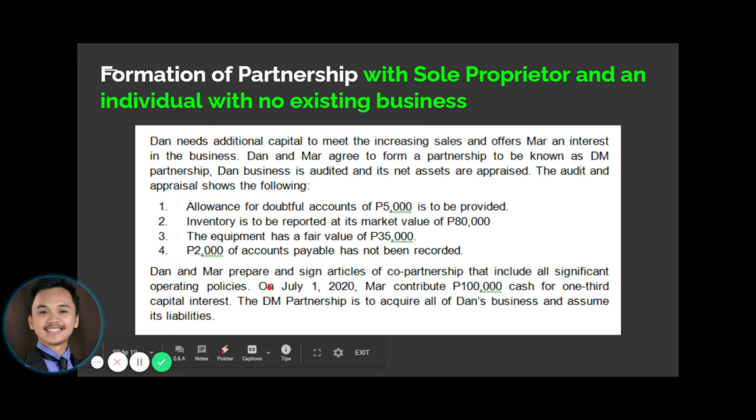Dan and Mar prepare and sign articles of co-partnership that include all significant operating policies on July 1, 2020. So Mar contributed 100,000 cash for one-third capital interest. Take note, Mar gave 100,000 for one-third of the capital interest. So DM partnership is to acquire all Dan's business and assume its liabilities. So the net assets of Dan and his liabilities will be absorbed by DM partnership in their newly created partnership.